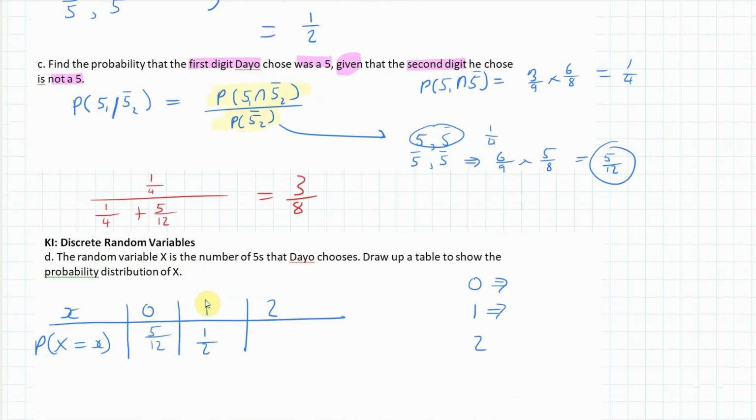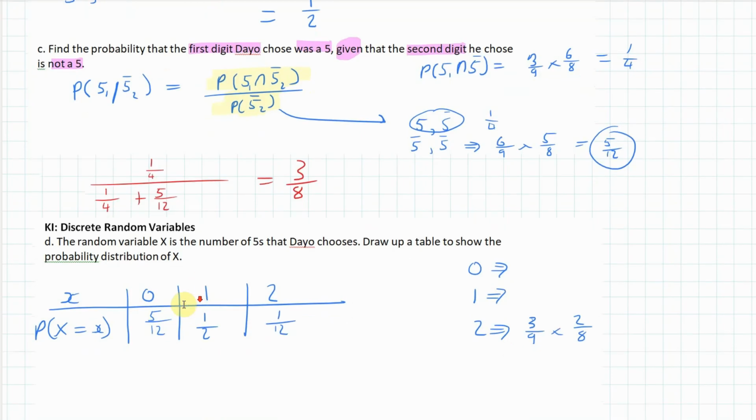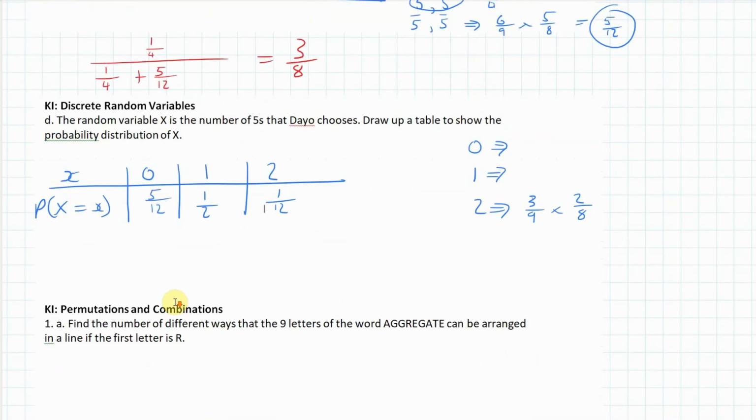And then 2, well, that's 5 5. So it's like 3 out of 9 times 2 out of 8, which gives us, what does it give us? I think that's 1/12, isn't it? Let's just quickly check that. 3 over 9 times 2 over 8, 1/12, yeah, 1/12. And that's that one done. It all adds up to 1, which is perfect.